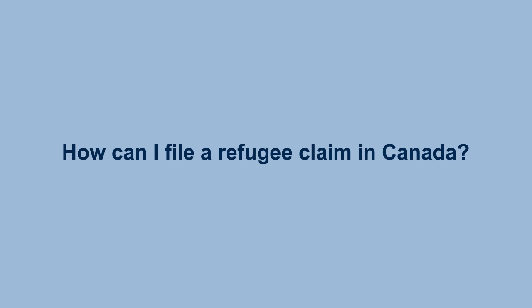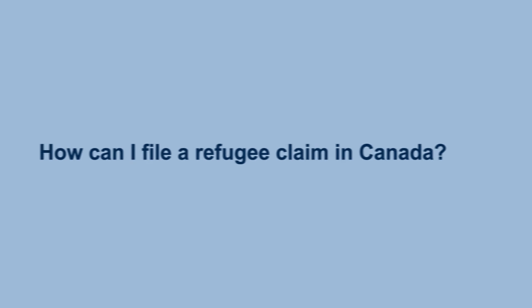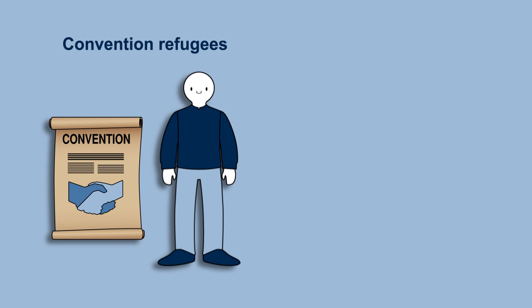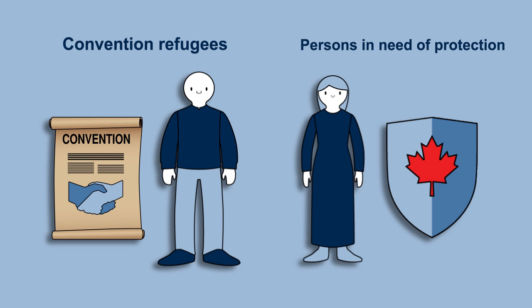Immigration. Refugee claim process. Now, we will talk about how you can file a refugee claim in Canada. The Refugee Protection Division is the division of the Immigration and Refugee Board of Canada. The division determines whether the people who appear before it are either convention refugees or persons in need of protection.